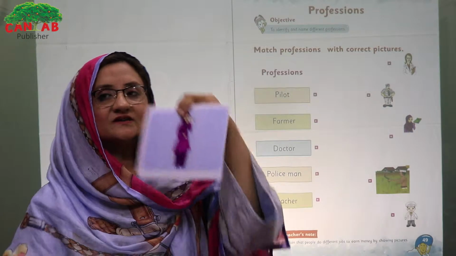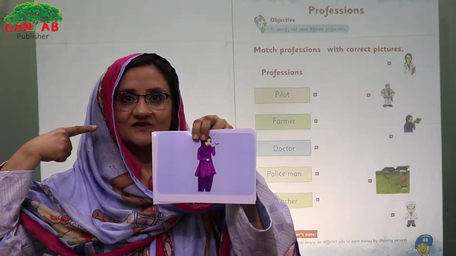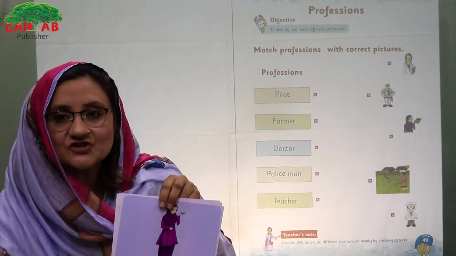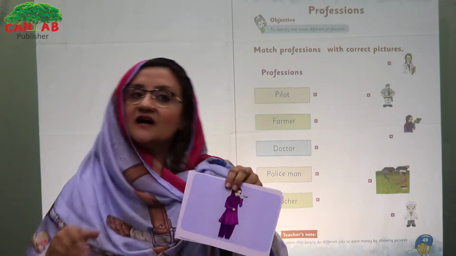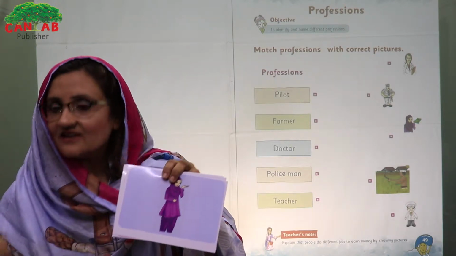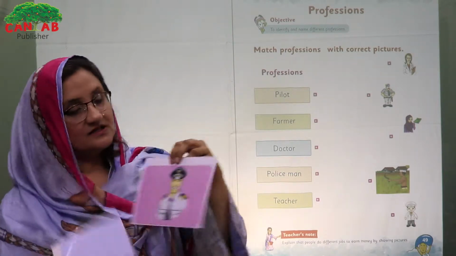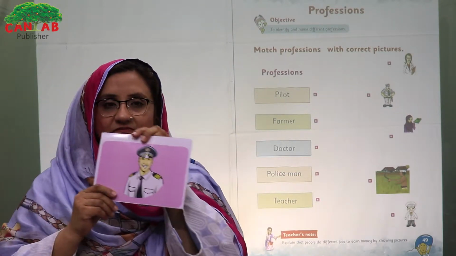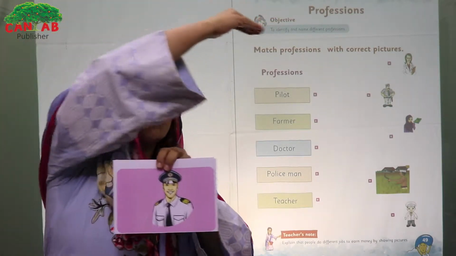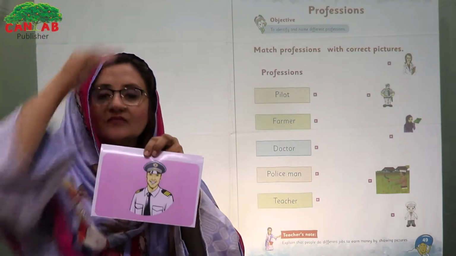Yes. And look at here, who is she? She is a teacher, like your teacher. And what do I do? I teach you. I teach you numbers, I teach you letters, and I teach you how to live your life. Very good. Look at here. Who is he? He is a pilot and he flies an aeroplane.